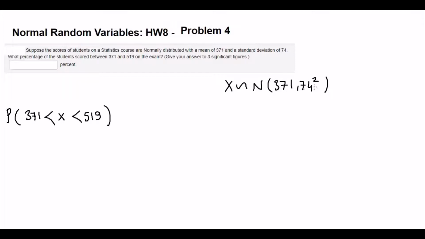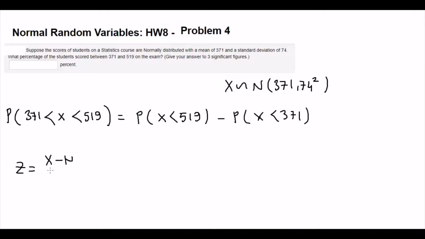Since we have the parameters mu and standard deviation, we can directly plug into our calculator. But let me write manually what that means. That means the probability that x is less than 519 minus the probability that x is less than 371. And we need to standardize that. We can standardize it with z-score equal to x minus mu over sigma. So here 519 is our x value, so 519 minus our mu, which is 371, divided by 74. That's the probability of this z-score. You can check the z-score table or you can plug directly into the calculator.